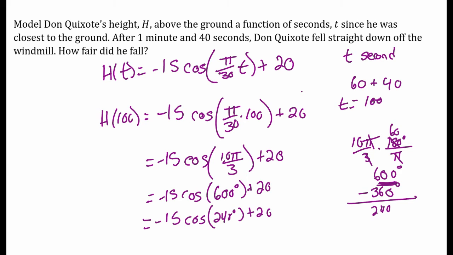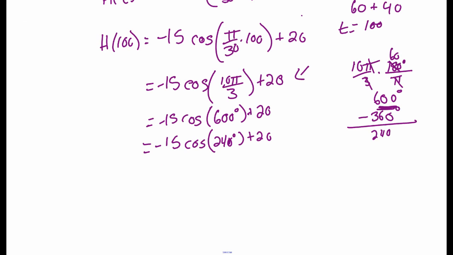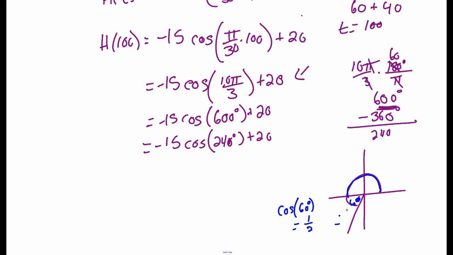Now, honestly, at this point, you could have plugged this in your calculator as long as your calculator's in radian mode, and you'd be good to go. But 240 is a special angle, because 240 degrees, if you remember, is in the third quadrant. That's 180 plus 60, which means my reference angle is 60. And in quadrant 3, cosine is negative. So the cosine of 60 degrees is a half.